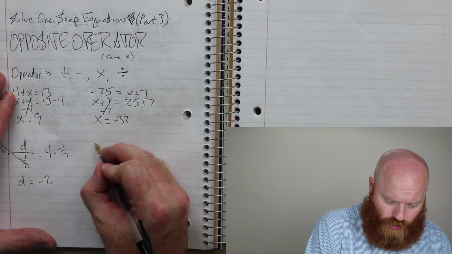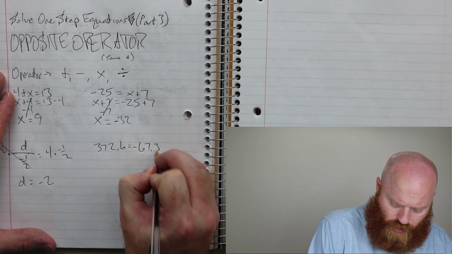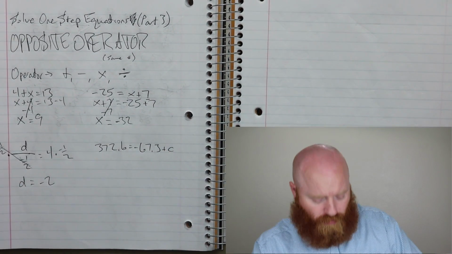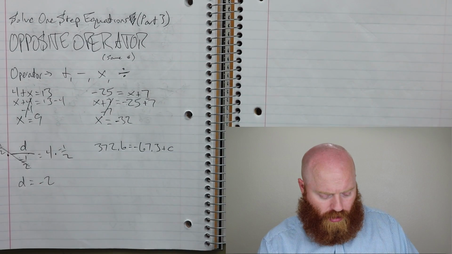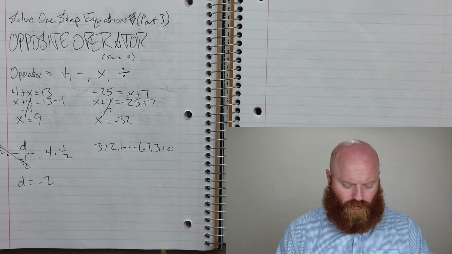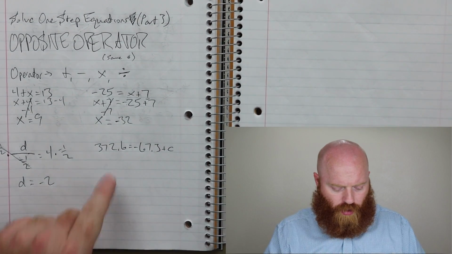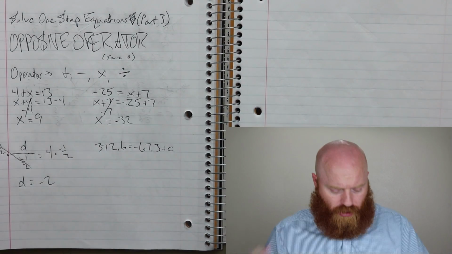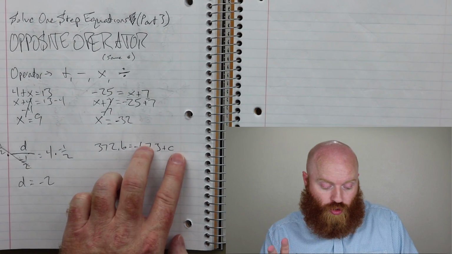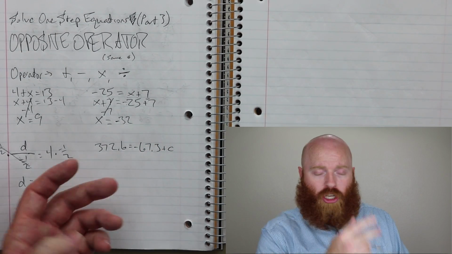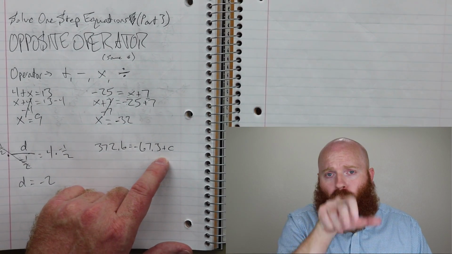Let's keep moving. Let's say 372.6 equals negative 67.3 plus c. They've got the unknown quantity all the way over there. Guess what? I don't care. You just go. Whenever you've got a number that equals a number, you can just switch the sides. You can just switch the sides, but in the same order. So I know c needs to be on the left anyway. So just pick it up, the same order.